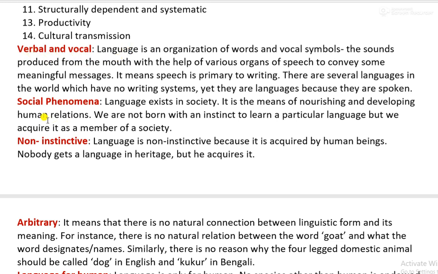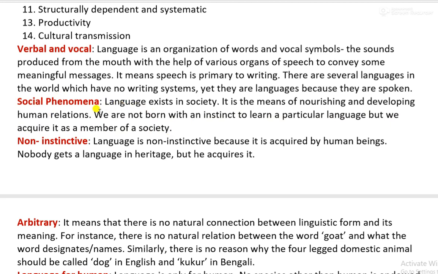Then we go next. Social phenomena. Language exists in a society. It is a means of nourishing and developing human relations. We are not born with an instinct to learn a particular language, but we acquire it as a member of a society.